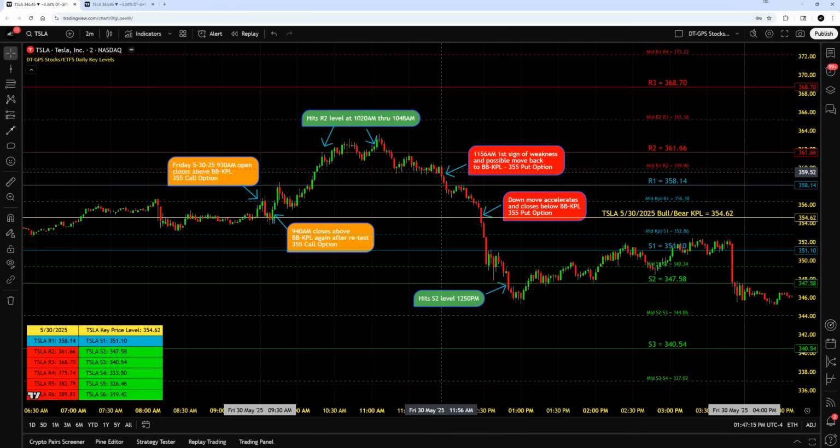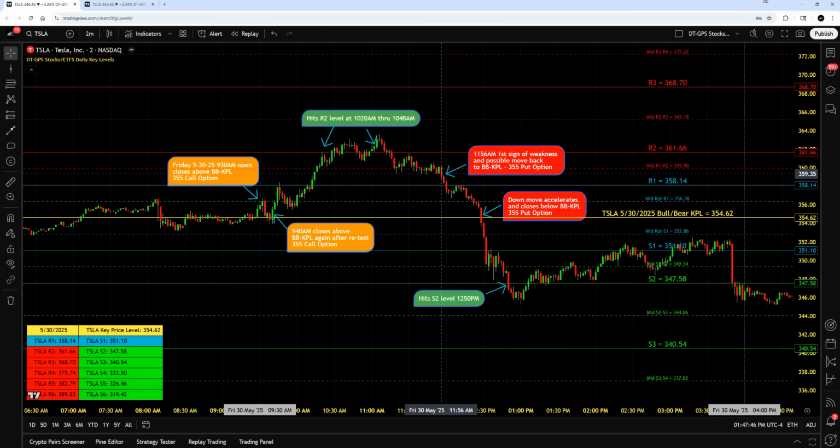The more conservative play would be to wait until it closes below the bull bear key price level, which happens here at the 12:28 p.m. candle. And as you can see, we have an acceleration of the move as well with this candle. So this is a pretty strong move down with the close below. This would have been your first entry here into the put option if you were playing more conservative.